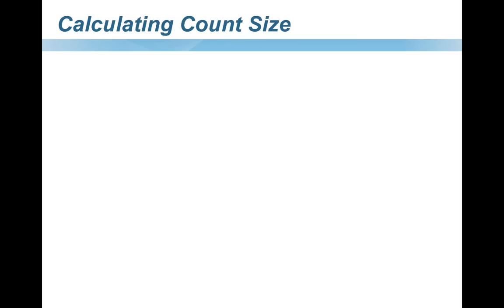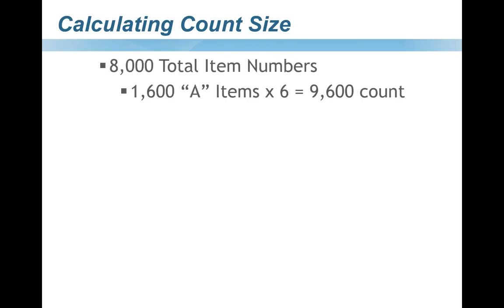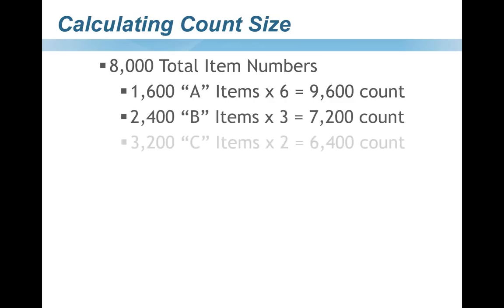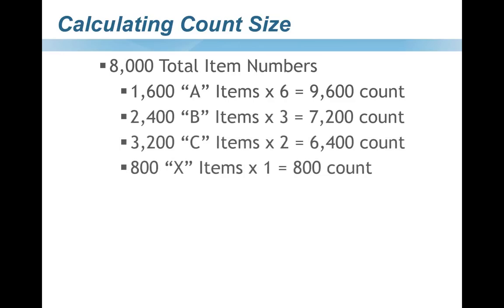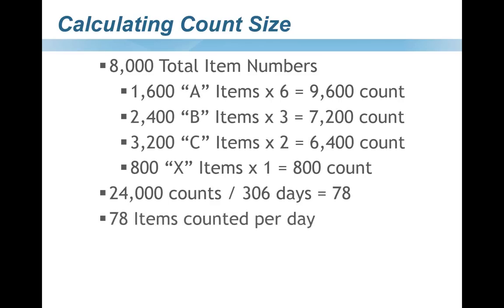So if we're looking at account size using the model we used for the physical, we have 8,000 total item numbers. Our A items represent 1,600. If we have to count, say, 6 times a year, that's 9,600 counts. Our B items, so on and so forth. As we come down through there, if we have a total of 24,000 counts and 306 business days in a year, that's 78 items to count per day.